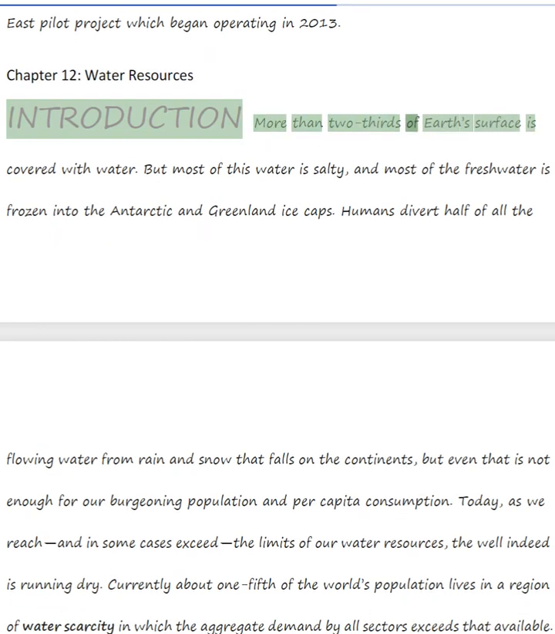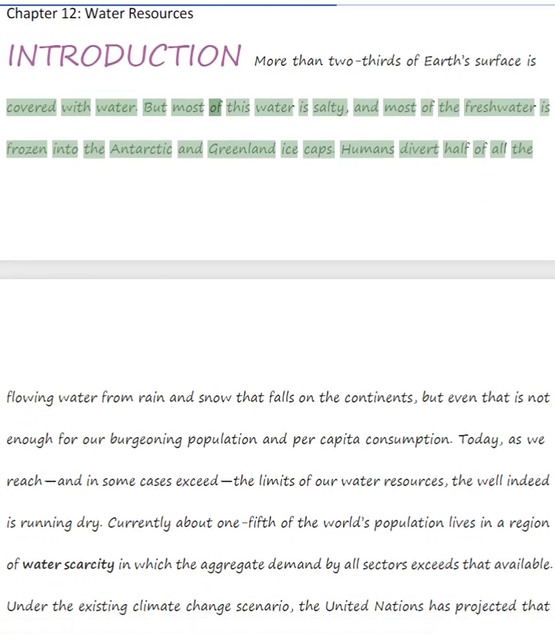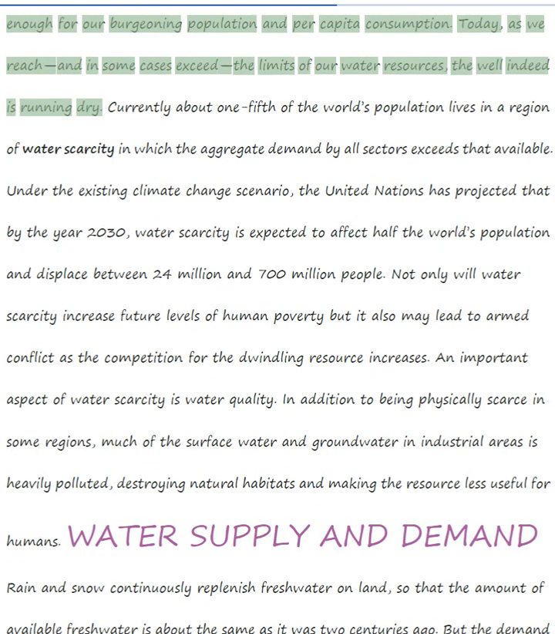Introduction. More than two-thirds of Earth's surface is covered with water. But most of this water is salty, and most of the fresh water is frozen into the Antarctic and Greenland ice caps. Humans divert half of all the flowing water from rain and snow that falls on the continents, but even that is not enough for our burgeoning population and per capita consumption.